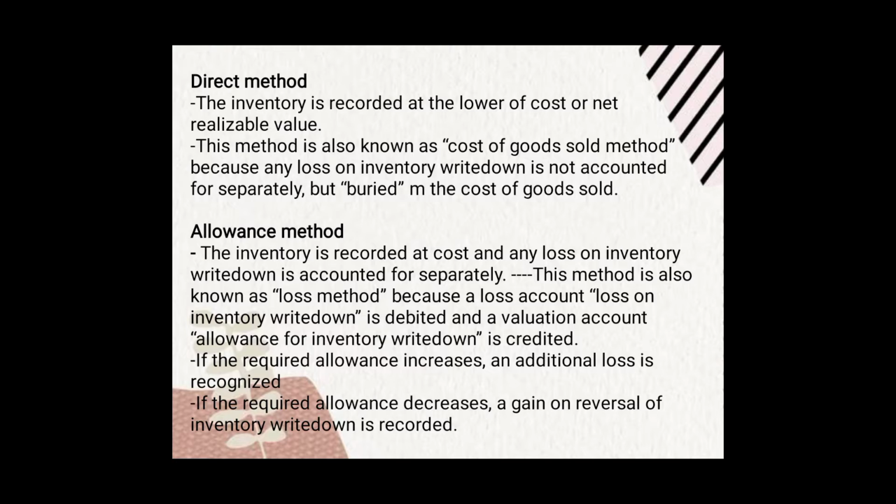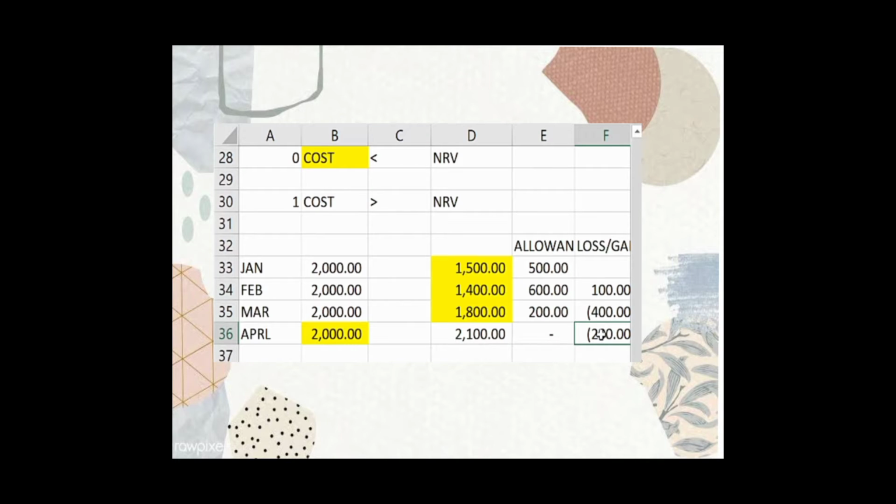So, additional loss is recognized kapag may allowance na magdi-decrease. Kapag bumaba ang allowance, mayroon gain or reversal of inventory write-down. Pero limited lang siya sa allowance na balance. Halimbawa kasi, yung cost mo ay 2,000 pero ang NRV mo is 1,500. By January 1, mayroon kang allowance na 500.